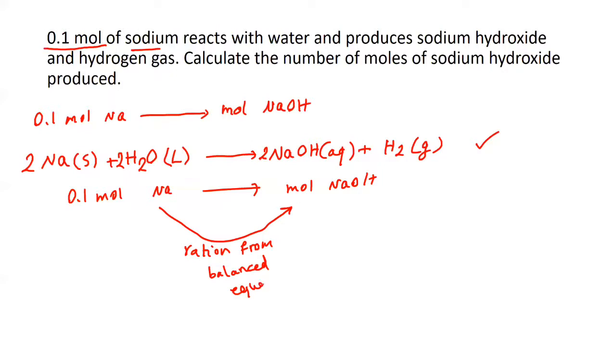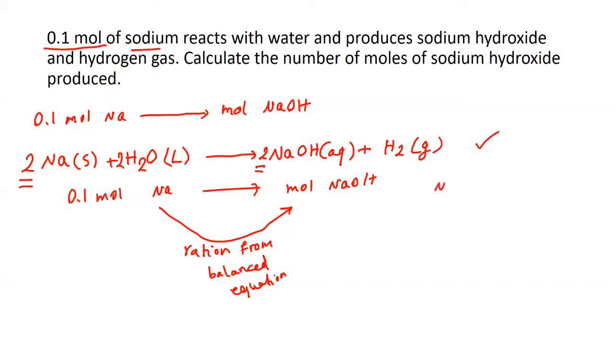This is the key point. If you have the number of moles of one substance and you want to find the number of moles of another substance, you always need to use the ratio from the balanced equation. What does it mean? It means you look at your balanced equation and you see 2 moles of sodium gives you 2 moles of NaOH.